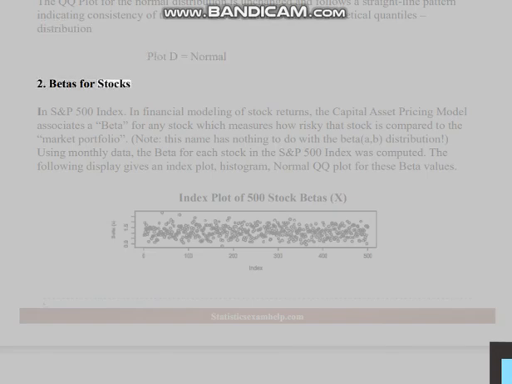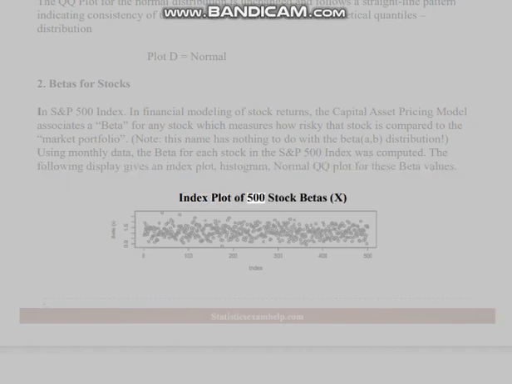2. Betas for stocks in the S&P 500 index. In financial modeling of stock returns, the capital asset pricing model associates a beta for any stock, which measures how risky that stock is compared to the market portfolio. Note, this name has nothing to do with the beta A, B distribution. Using monthly data, the beta for each stock in the S&P 500 index was computed. The following display gives an index plot, histogram, normal QQ plot for these beta values.